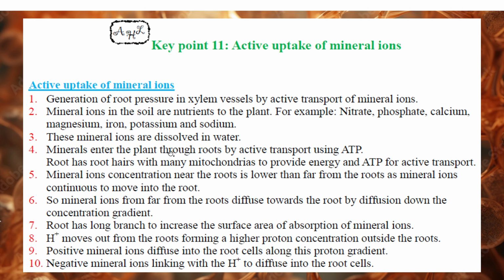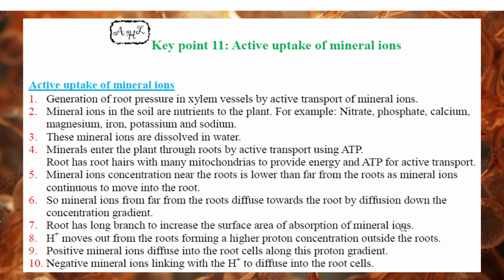Minerals enter the plants through active transport using ATP. The root hair cells have many mitochondria to provide energy and ATP for active transport. So when the mineral ions are going inside the roots, the mineral ions near the roots become lower in concentration than far from the roots. So mineral ions will continue to flow to the roots by diffusion, easily. And the roots have long branches to increase the surface area for absorption of mineral ions.